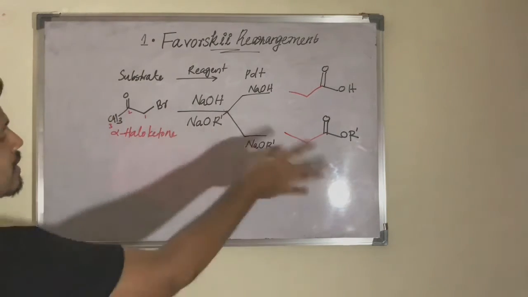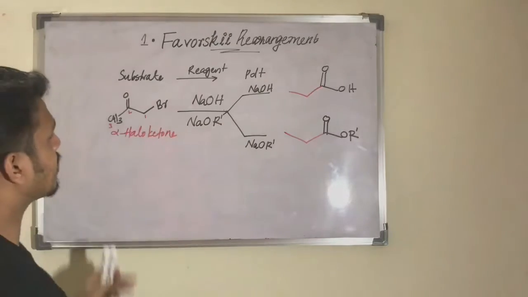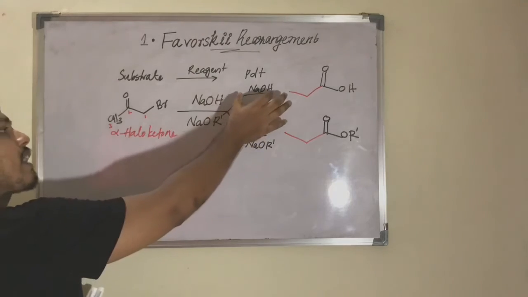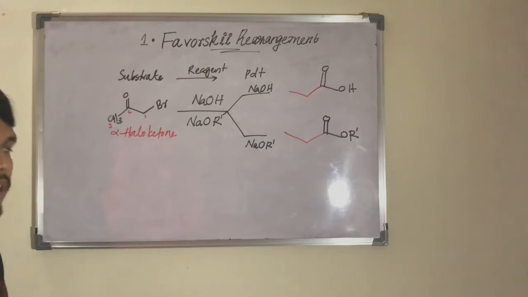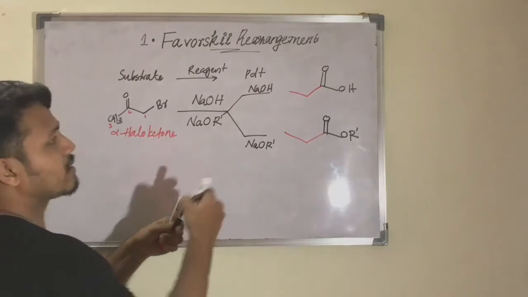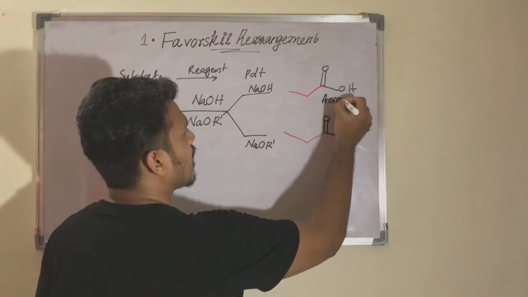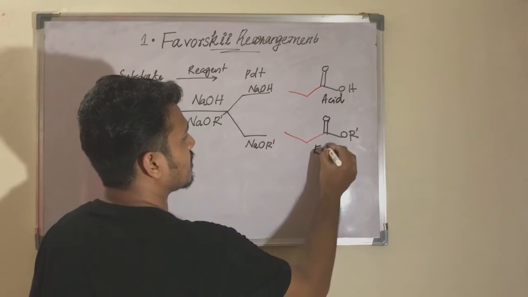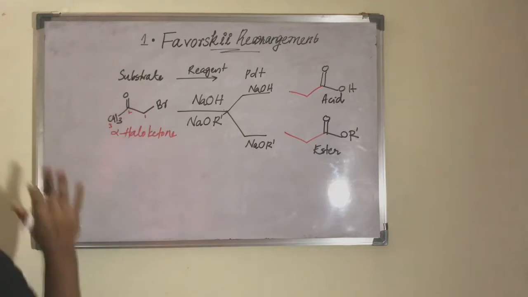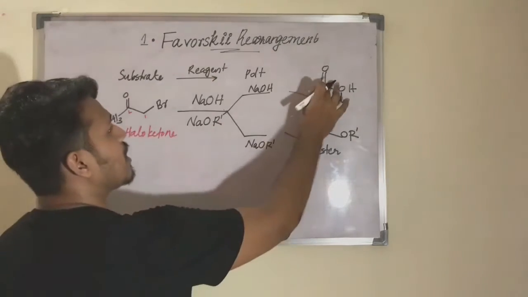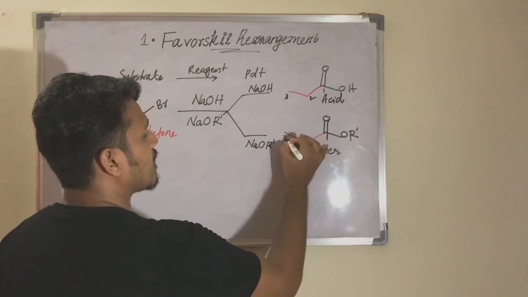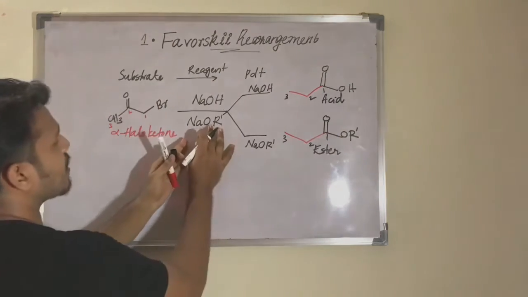You can easily identify the product. If you have a starting material alpha haloketone, when your reagent is the well-known base sodium hydroxide, you will end up with the carboxylic acid. This is the acid, and this is the ester. The number of carbons in your starting material should be there in the product. So 1, 2, 3, and here 1, 2, 3. This is also a carbon that is coming from your reagent.